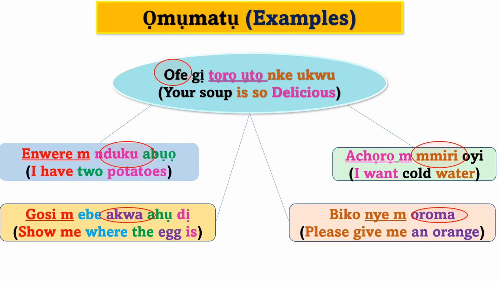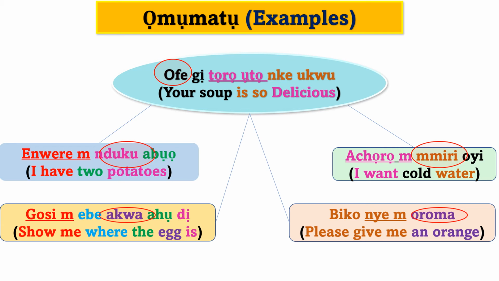And the next item we'll be looking at will be nduku. Nduku bụ potatoes. So, and the sentence says, enwere m nduku abụọ. I have two potatoes. So if you look at it, you'll see enwere m nduku abụọ. So enwere m bụ I have, nduku bụ potatoes, then abụọ bụ two.